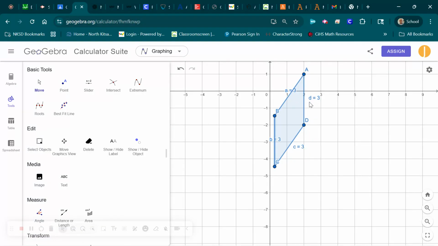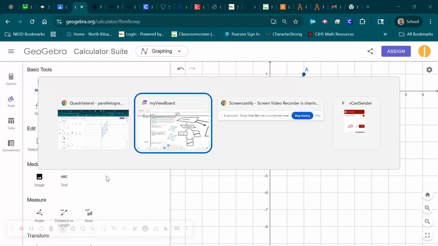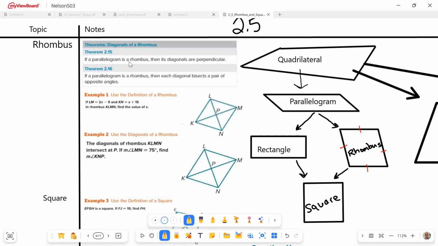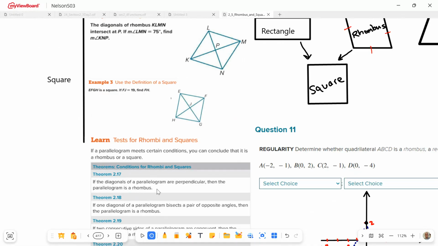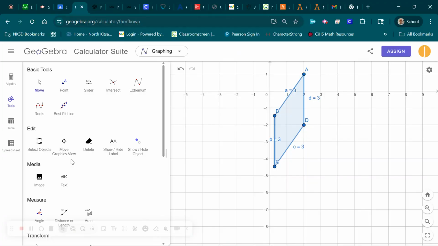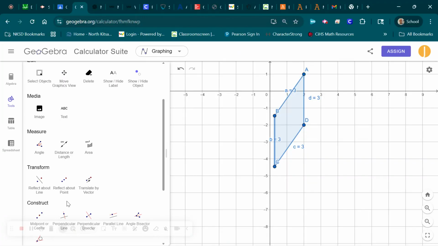So now I've got it as a rhombus. All of them are 3s, okay? So when we look at our notes, they're talking about diagonals, right? A lot of stuff in here about diagonals. Let me scroll down here. Diagonals, my goodness, there's so much about diagonals. So let's add some diagonals to our shape over there.